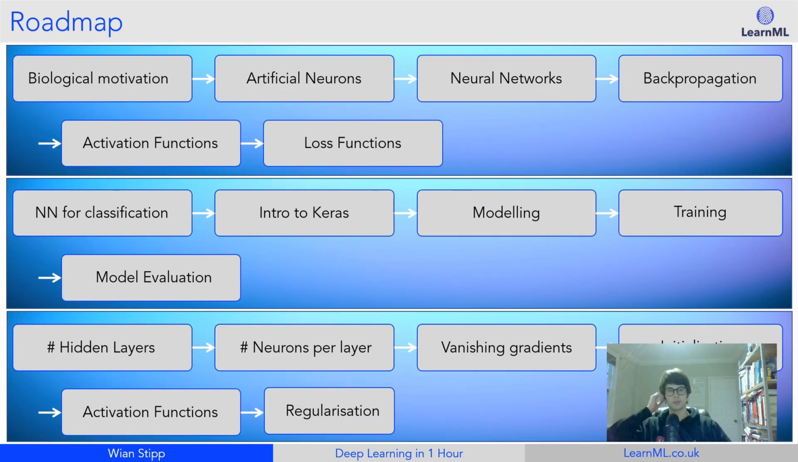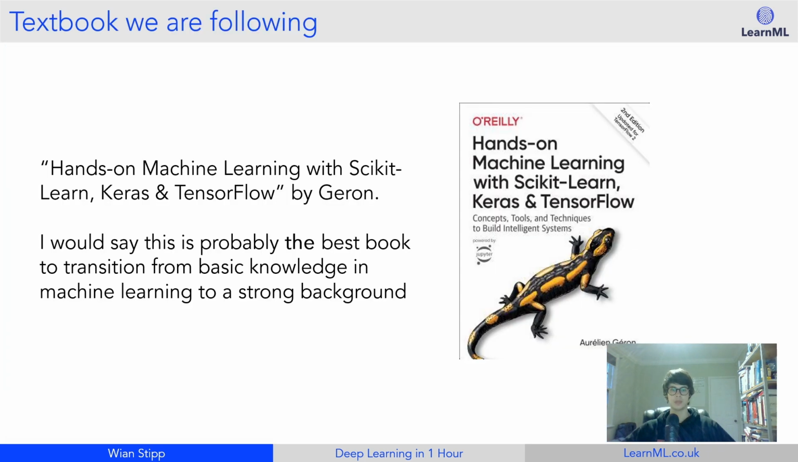Okay, so here's a roadmap for this video. In part 1, we're going to focus on the motivation and the key components of deep learning, and we're going to start with the biological motivation. Then in part 2, we're going to focus on how to actually build these things using TensorFlow. And in part 3, we're going to focus on how to improve on the results that we've already scored in part 2. This is a great textbook.